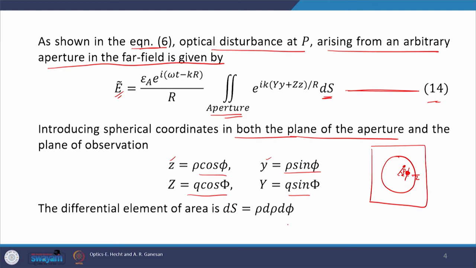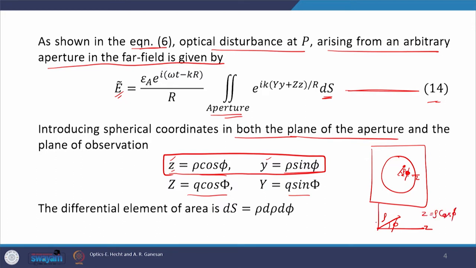Okay. Now, we can relate these two. In the aperture plane, we can represent small z by rho cos phi, which is very much obvious in this figure, because this is rho, this is your z axis and this is your phi. Therefore, z is equal to rho cos phi. Similarly, y, which is pointing up, would be rho sin phi. Okay, this is what is done here.